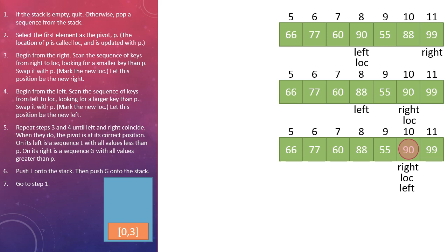Now when they coincide, this means that 90 is at its correct position. 90 has been placed in the position that it was supposed to be. 90 has been sorted. Again, two sequences break on both sides of 90. A sequence of lesser elements from 5 to 9 and a sequence of greater elements. But the sequence of greater element has only one element.